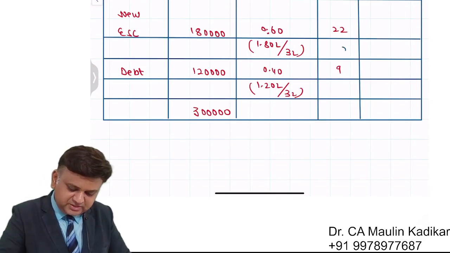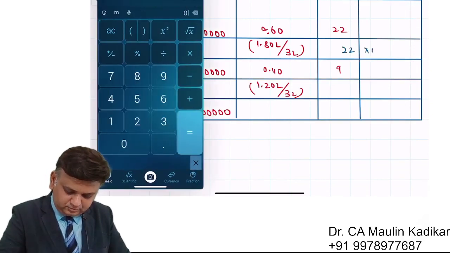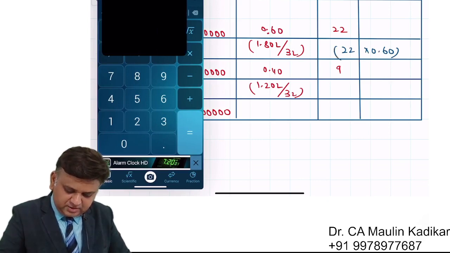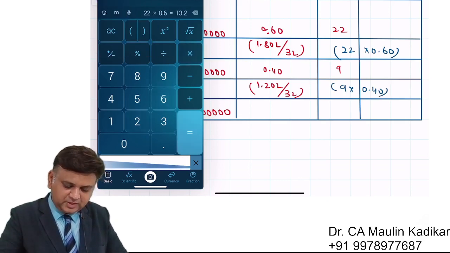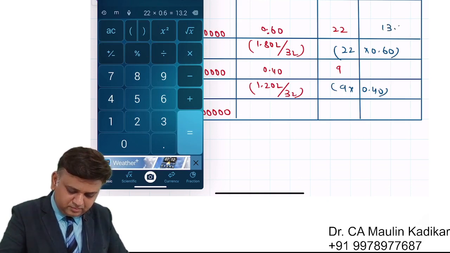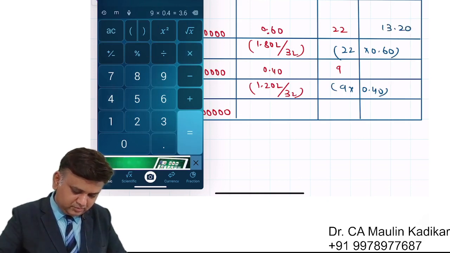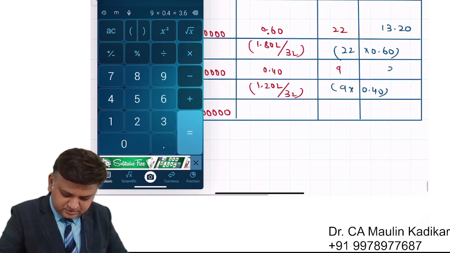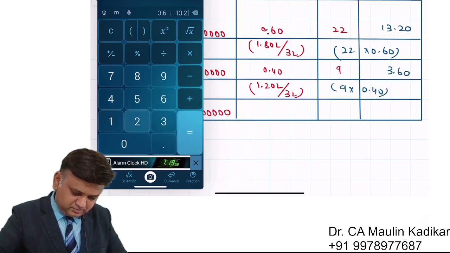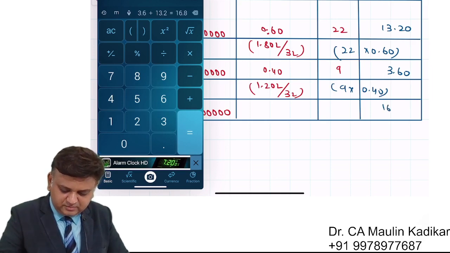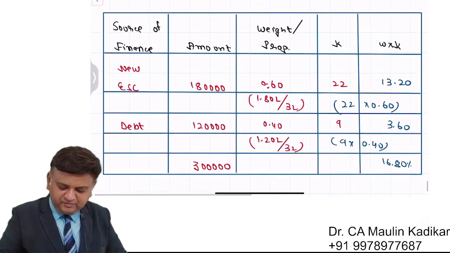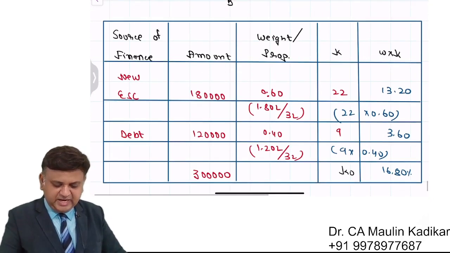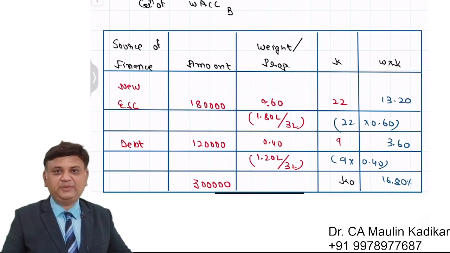So 22 into 0.6 and 9 into 0.4. 13.2, 3.6, 16.8. That is the way overall cost of capital will be calculated for project B, and this is the rate at which we have to earn from the B project.